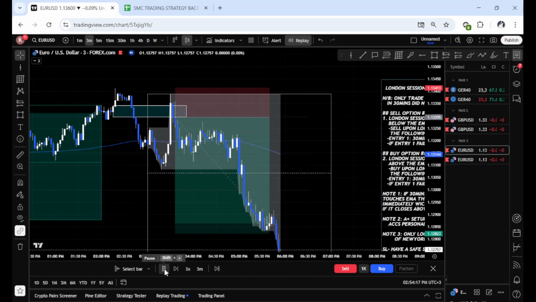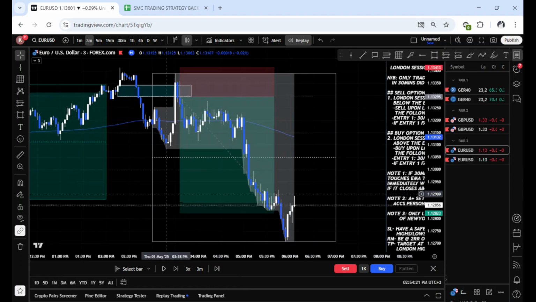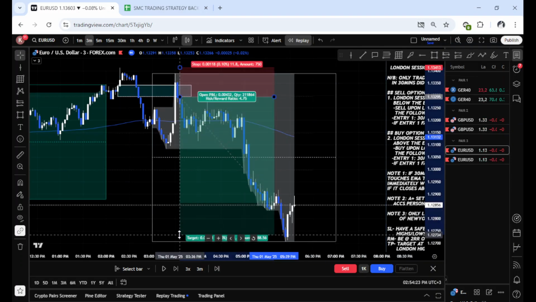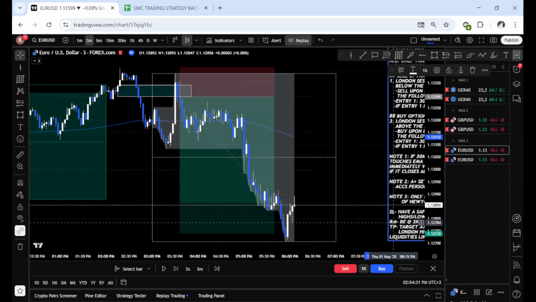So let me show you how you could have caught the same trade yourself using the checklist you are seeing on your screen here. The checklist is for the sell option, and then you have the buy option, and then how to manage SL, TP, and also the risk management part is covered here. TP, everything is very clear.